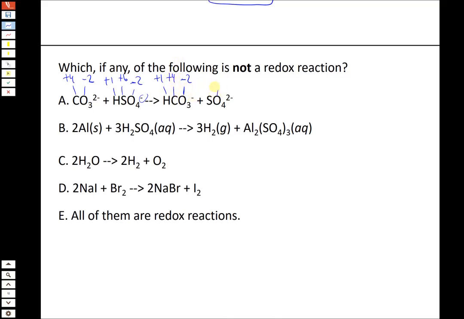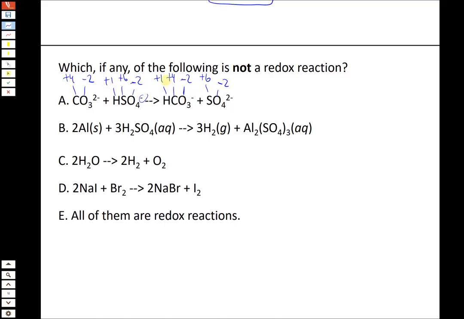And then SO4 2 minus, we get -2, which is 4 -2 is -8, +6 for sulfur. So we have to be able to assign oxidation numbers to do this. This one is not obvious. But here we see they're all staying the same. Carbon on both sides is +4. Oxygen on both sides is -2. It appears in a few different places.